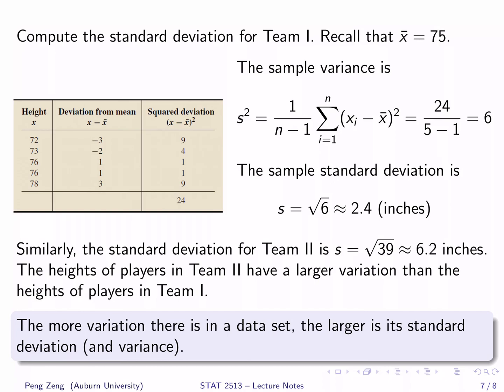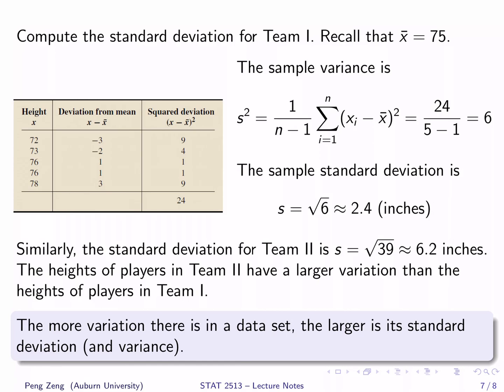In the third column, we calculate the squared deviation and then add them together. It gives us 24. The sample variance is 24 divided by 5 minus 1. Notice that 5 is the sample size. Therefore, the variance is 6. The sample standard deviation is square root 6, or approximately 2.4 inches.